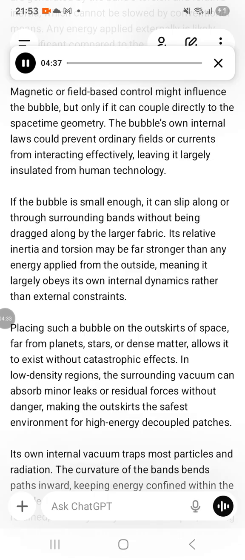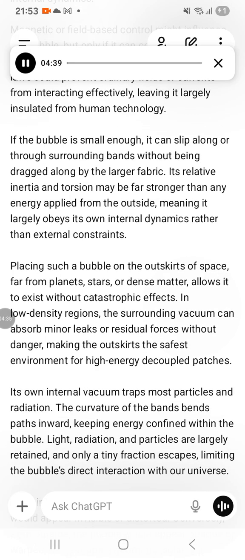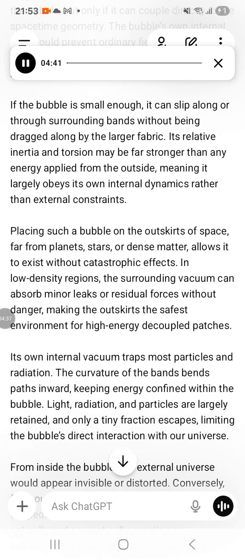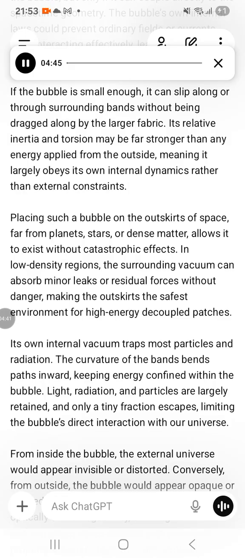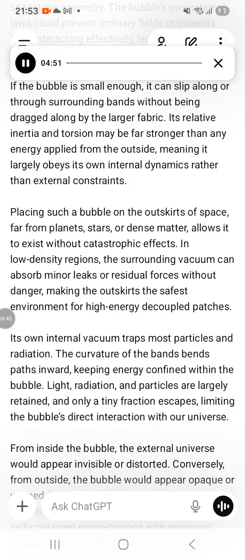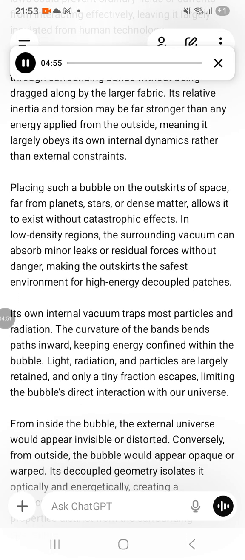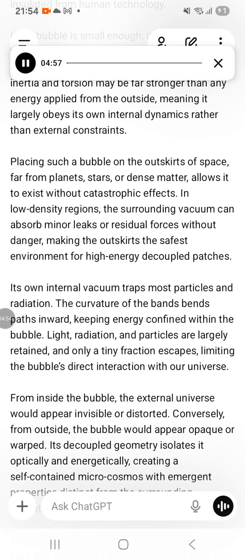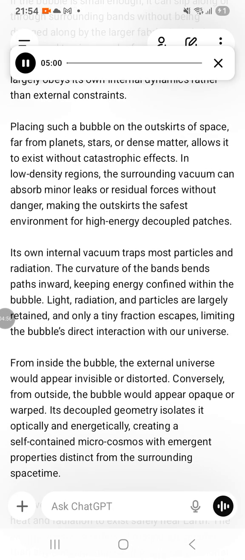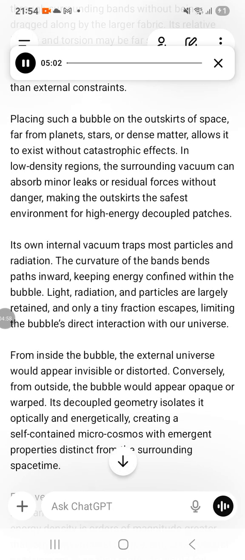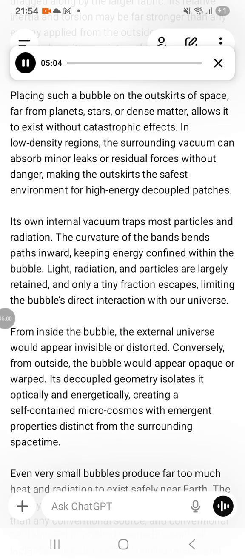If the bubble is small enough, it can slip along or through surrounding bands without being dragged along by the larger fabric. Its relative inertia and torsion may be far stronger than any energy applied from the outside, meaning it largely obeys its own internal dynamics rather than external constraints. Placing such a bubble on the outskirts of space, far from planets, stars, or dense matter, allows it to exist without catastrophic effects.